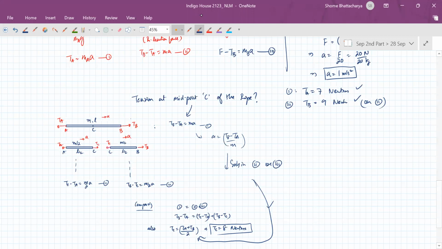Yes, so I had a doubt, like, how did you come to that equation, TC equals TA plus TB by 2? Exactly. So what I've done now, from the first equation, I have calculated the value of A in terms of TA and TB. That is this over here. And then I've substituted that in either the second or third equation. Just substitute the value of A and you'll get this. Understood? So on doing this substitution, you will get this result. Yes, sir, got it, sir. Okay.